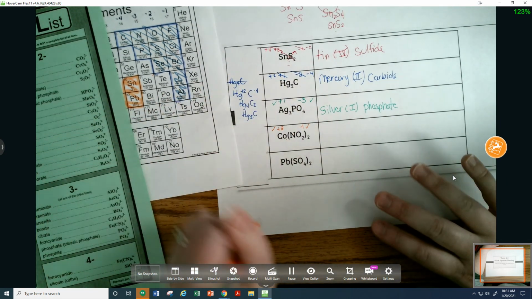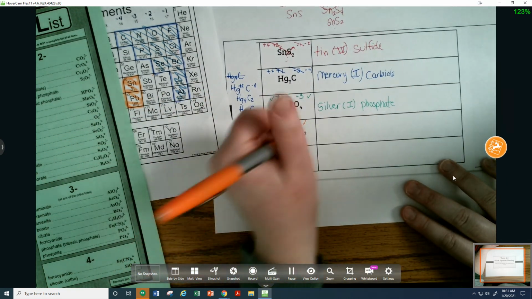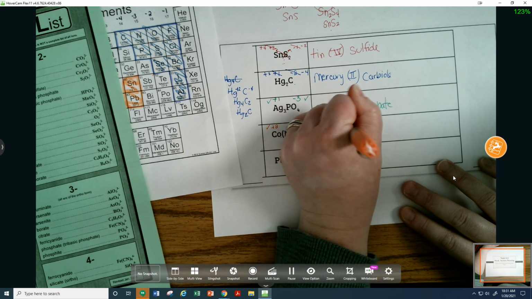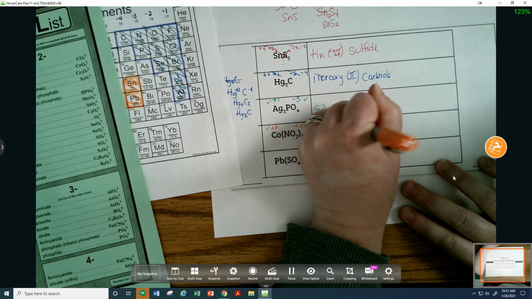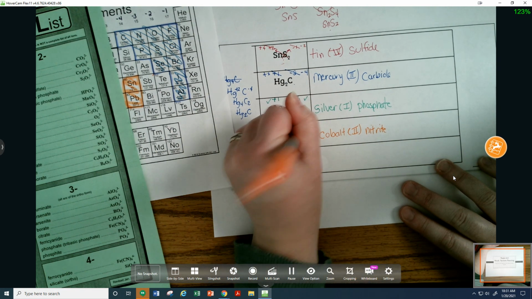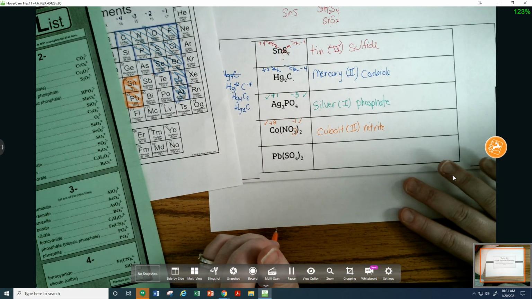So I'm ready to name this because the anion charge is correct. That means the cation charge is correct. So we would name this cobalt(II) nitrite because I have 2 oxygens, not 3.